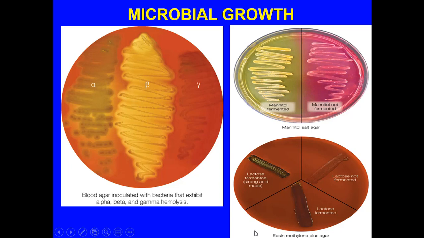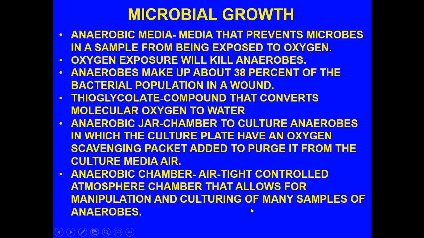And by the way, if we use eosin methylene blue agar, look at this. Lactose non-fermented, no major change. Lactose fermented, strong acid main, look at that green metallic color. And then the lactose fermentation, you can see the color there. So overall, these are ways to find out the identity of actually some of these organisms by using specialized media.